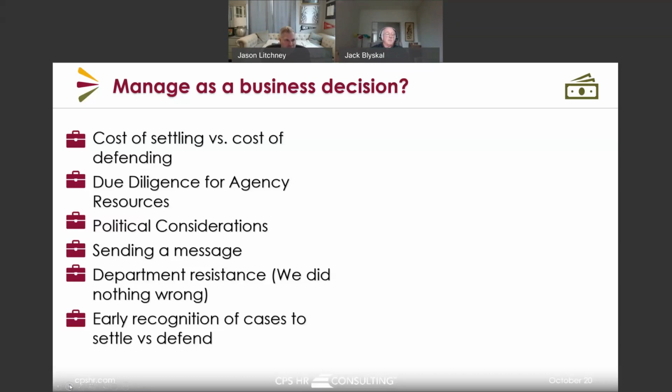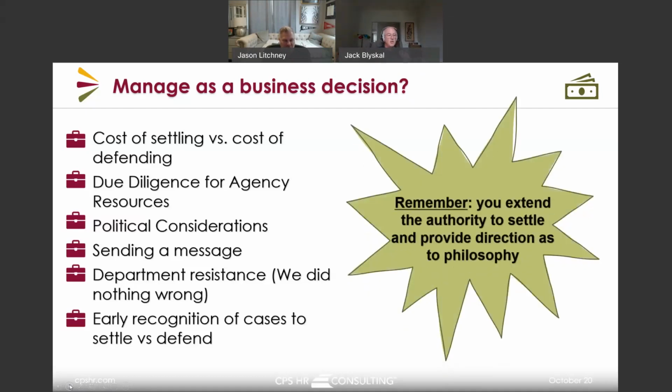You are going to deal with department resistance, especially with police and sheriff's departments, where they say we did nothing wrong. And they may be right that they did nothing wrong, but the question is, how is a jury going to see it? A jury may not look at, we followed procedure properly and we did everything right. They may look at what happened, and there's going to be a lot of emotion, especially if a child died or a mother of a child died or something like that. So again, early recognition of cases to settle versus defend can be very cost effective for your organization.